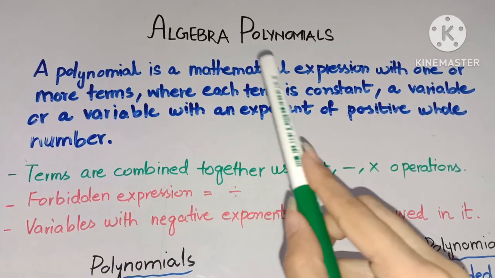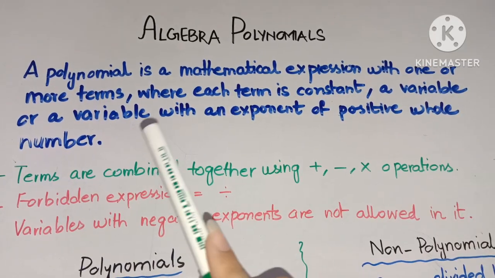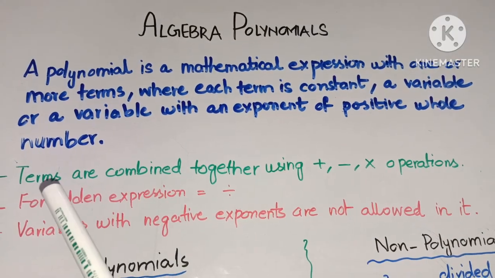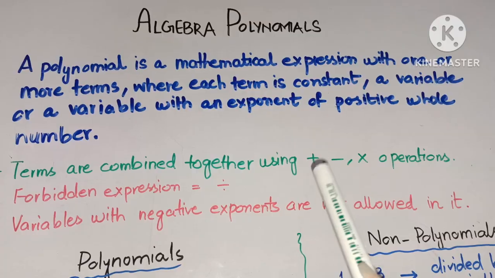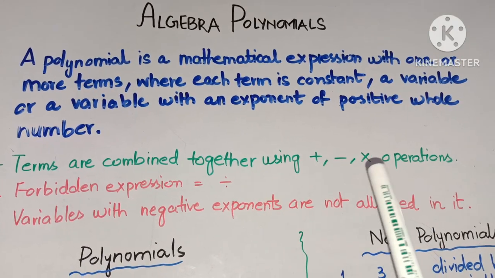So first of all, what is a polynomial? A polynomial is a mathematical expression with one or more terms where each term is a constant, a variable, or a variable with an exponent of a positive whole number. Terms are combined together using plus, minus and multiply operations.